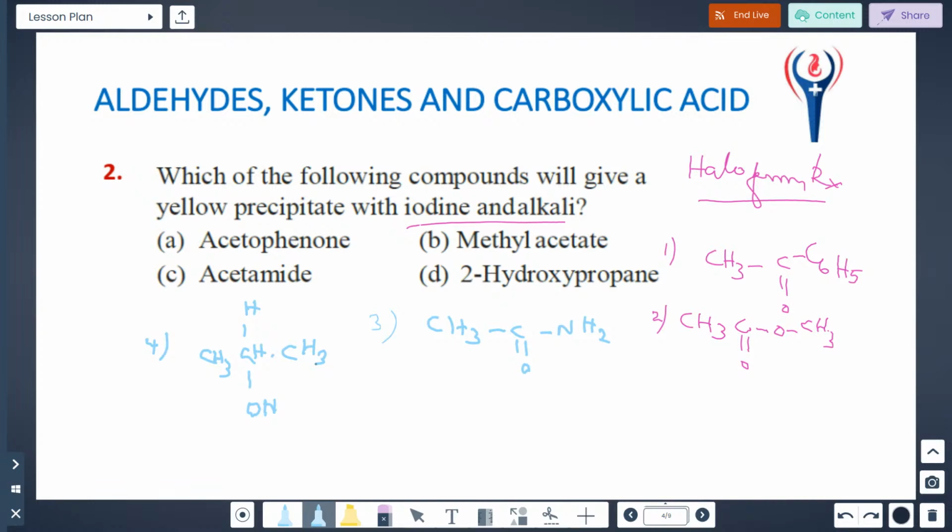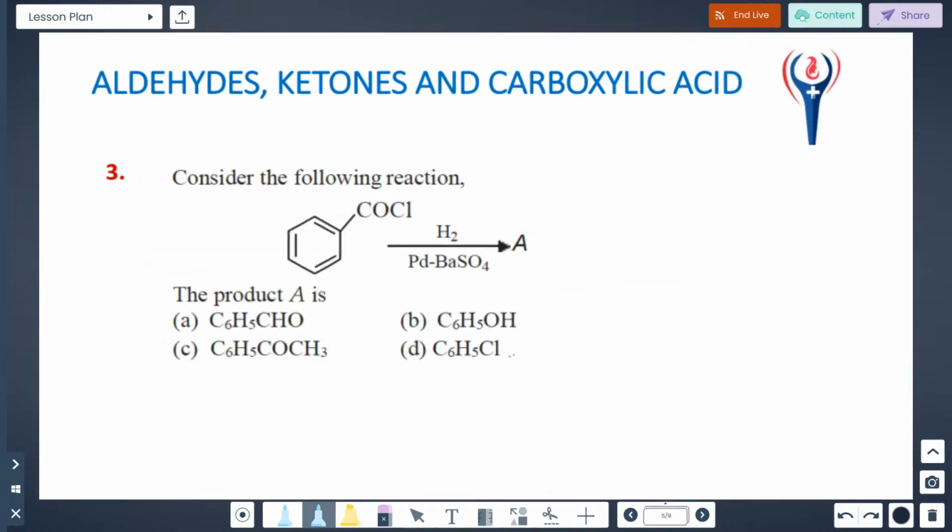The ketone compounds having CH3 C double bond O group. Any compound that undergoes the haloform reaction should have what? Methyl ketone. This is called methyl ketone. The ketone or aldehydes having the methyl ketone group will produce a yellow precipitate with iodine and alkali. So the answer is A, the correct one. Understood? Right. Next one.